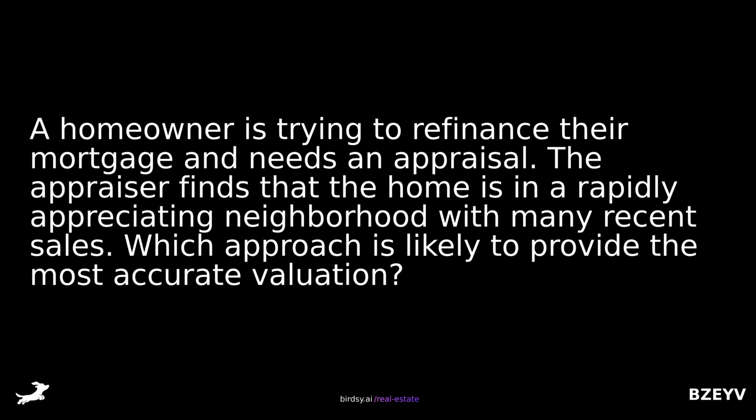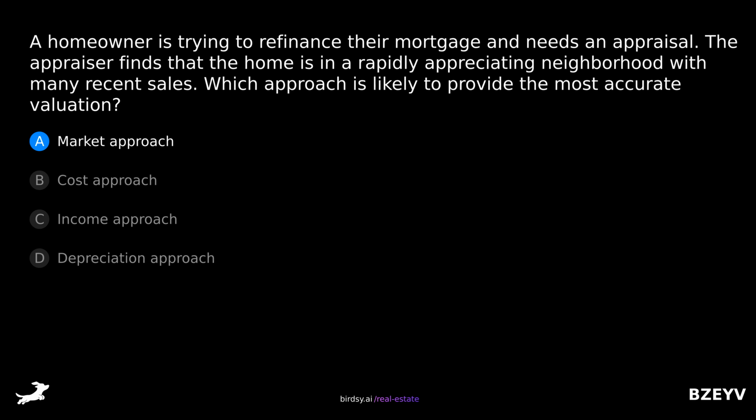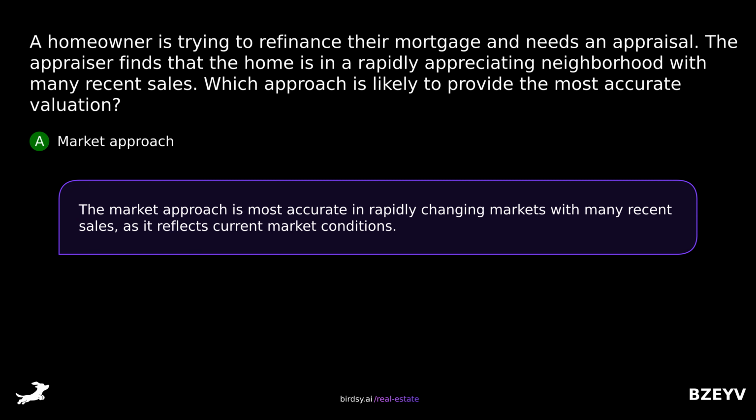A homeowner is trying to refinance their mortgage and needs an appraisal. The appraiser finds that the home is in a rapidly appreciating neighborhood with many recent sales. Which approach is likely to provide the most accurate valuation? Is it A, market approach, B, cost approach, C, income approach, or D, depreciation approach? The answer is A, market approach. The market approach is most accurate in rapidly changing markets with many recent sales, as it reflects current market conditions.